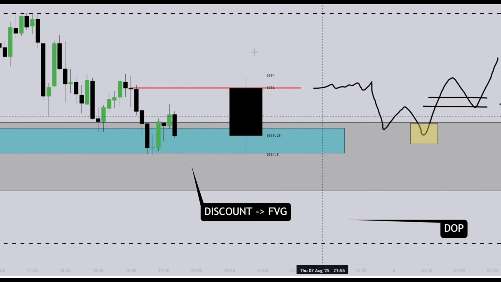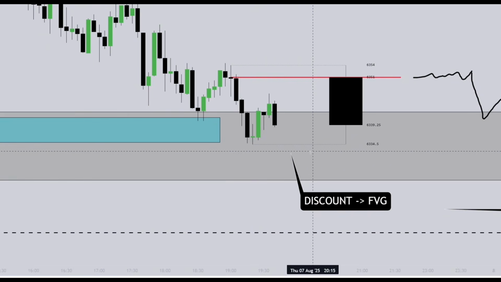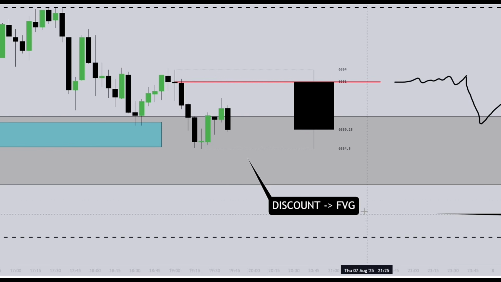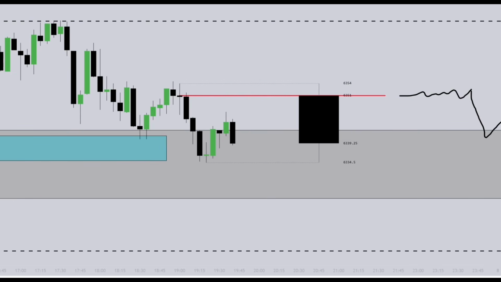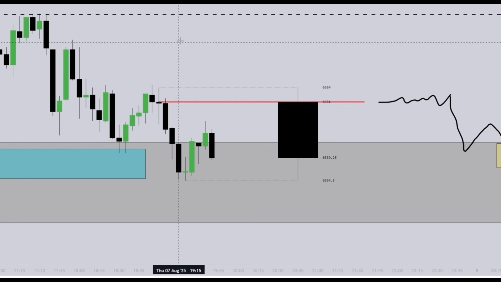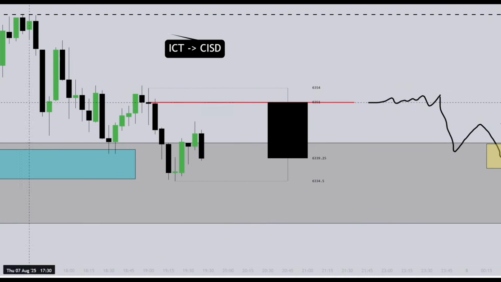We want to be buying below the candle's opening price inside of a key level, right? This blue box is the key level. This gray box is also the key level. So how are we doing that? So what we're doing now is we're looking for a change in the state of delivery. So how do you spot a change in the state of delivery? So ICT talks about CISD, right? Talks about change in state of delivery.